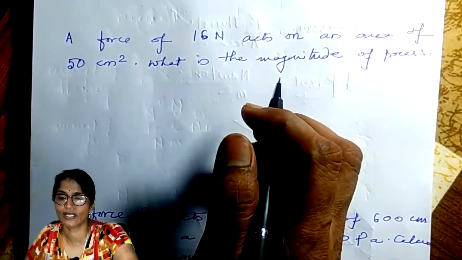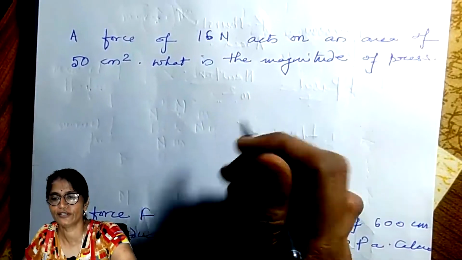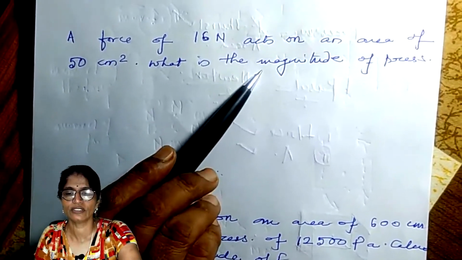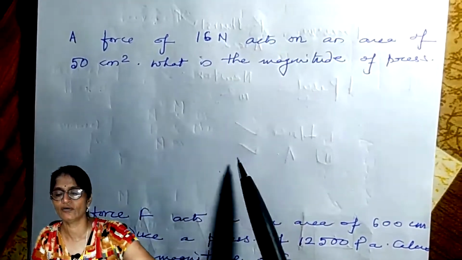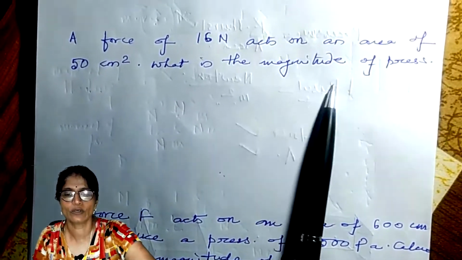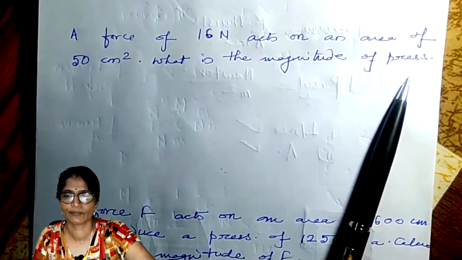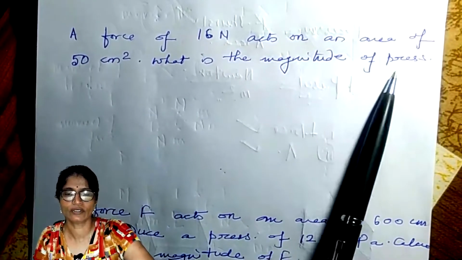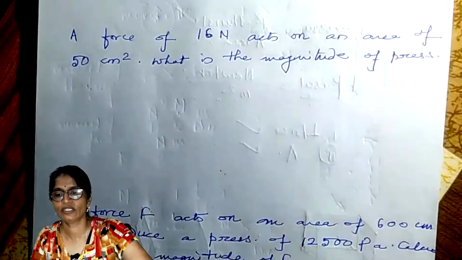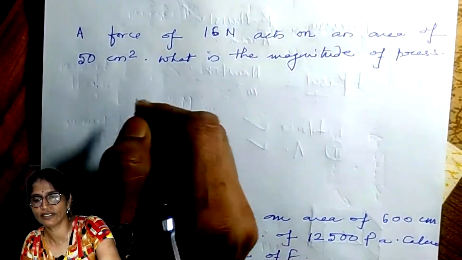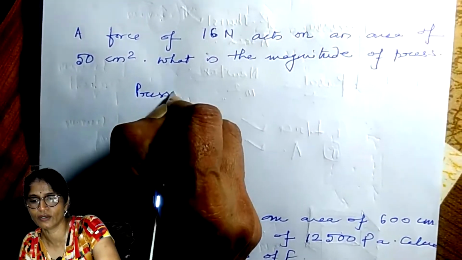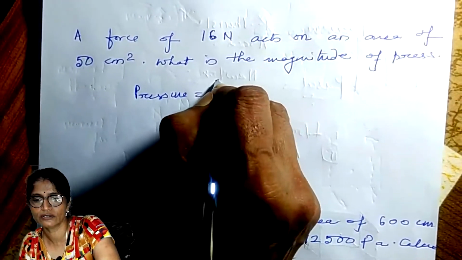Now we will do the numericals related to the pressure. Here, a force of 16 Newton acts on an area of 50 centimeter square. What is the magnitude of pressure? Force is given to you, area is given to you, you have to find out the pressure. We know that pressure is equal to thrust divided by area.